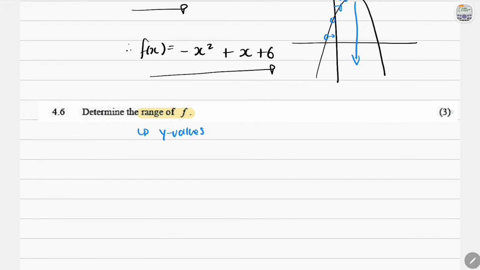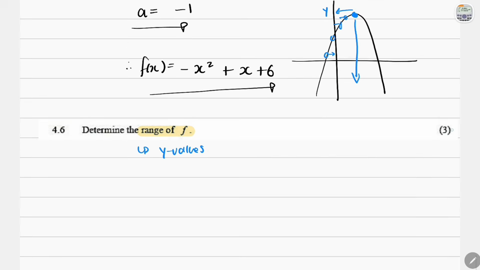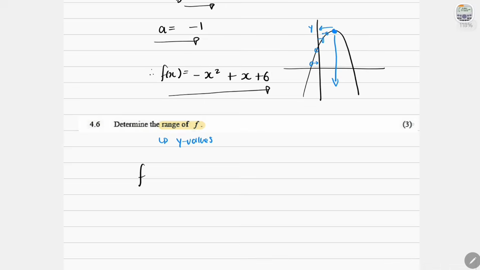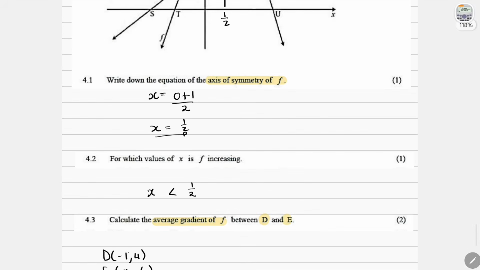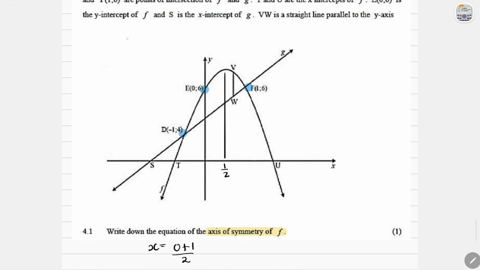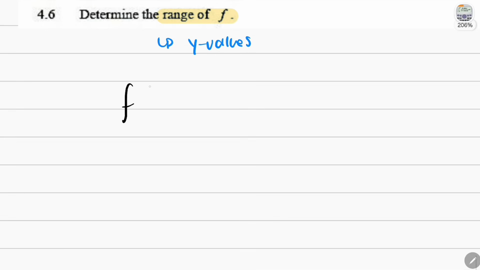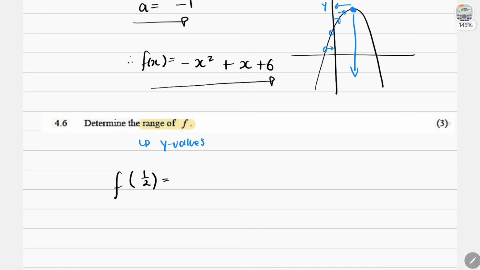Okay, so let's find that y value of the turning point. We don't have to look for the x value of the turning point because we already have it. We found that in the first question to be 1 over 2. Okay, the x value of our turning point is 1 over 2. The equation of the axis of symmetry of this parabola is 1 over 2. So just substitute 1 over 2 to find the corresponding y value. So that will be the y value of the turning point.